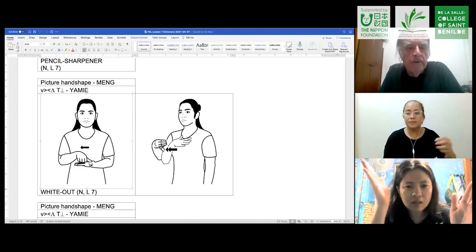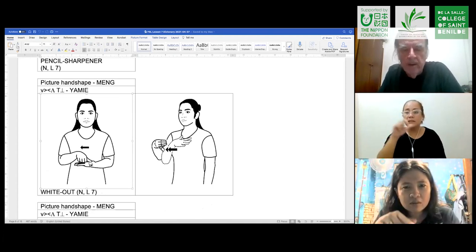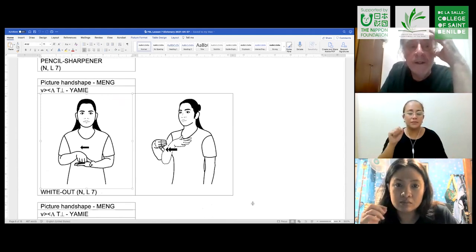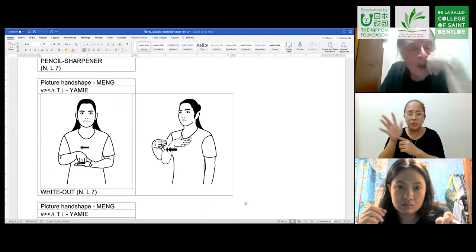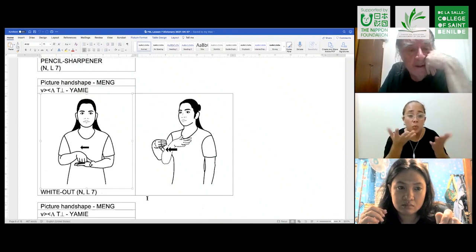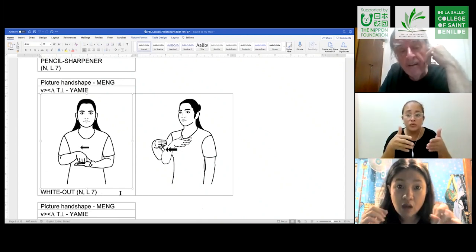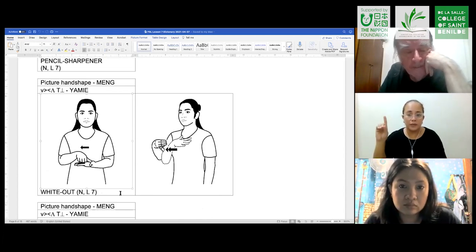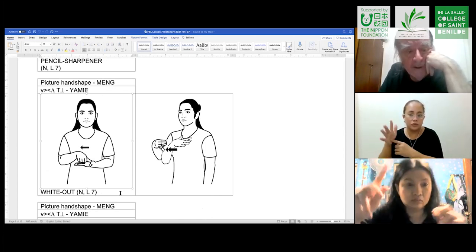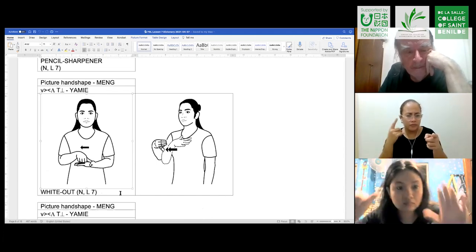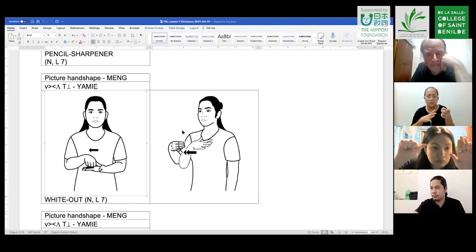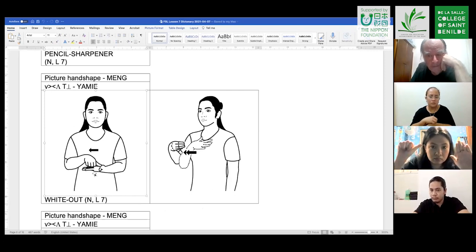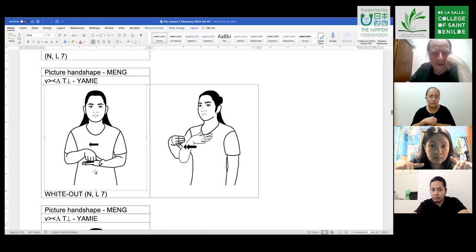All right. So you don't need to worry about orientation. We're just going to look and see where you need to focus on the non-dominant hand and the dominant hand orientation. So far these are okay. White out. Yes. Go down.